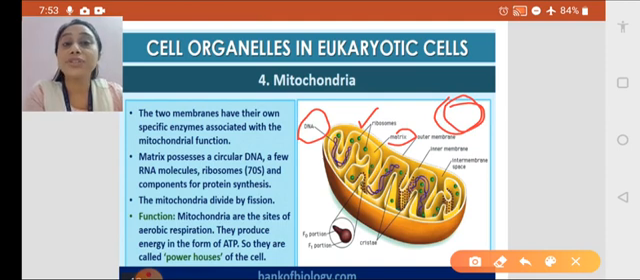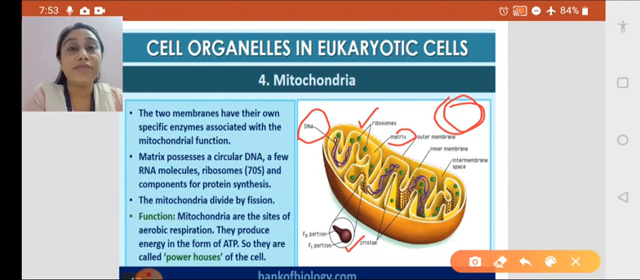Now, what are the functions of mitochondria? Mitochondria is the site for aerobic respiration. During aerobic respiration, energy is produced in the form of ATP. This ATP is produced because of the F1 and F0 particles which you can see in the image, which are present in the inner membrane of the mitochondria.